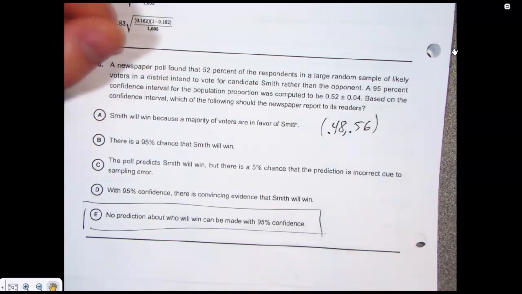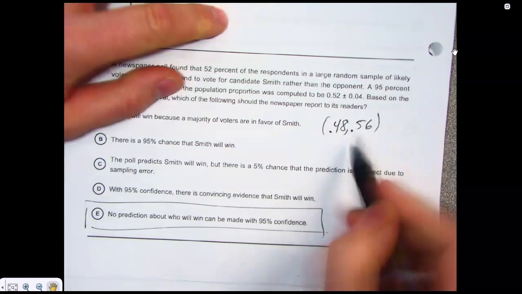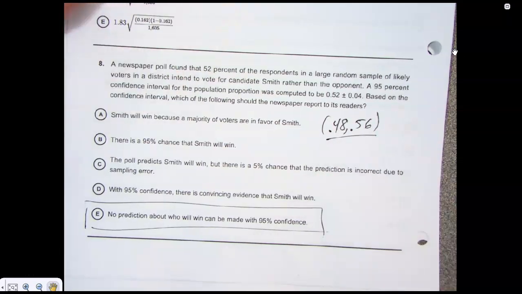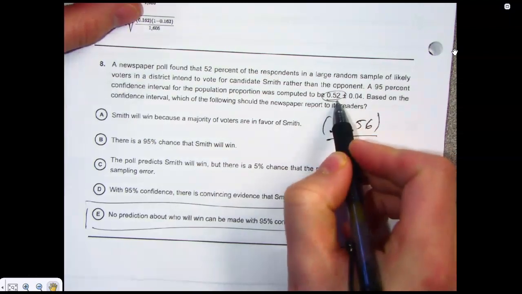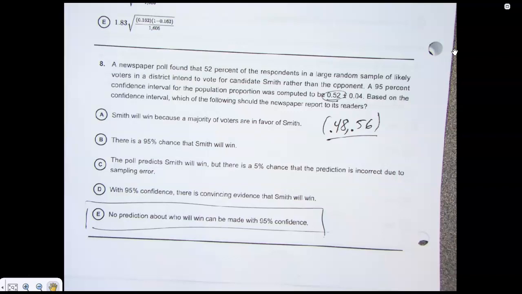So I see people erase them. Can I talk through what was, you picked D? So there would be convincing evidence he would win if this entire thing were above 50. If it were 0.51 to 0.59. So the 0.52 is bigger than 0.5, but when you throw the margin of error in there, you know what I'm saying? Does that help? Is that all right for that one? All right, go to number 9. Try number 9.